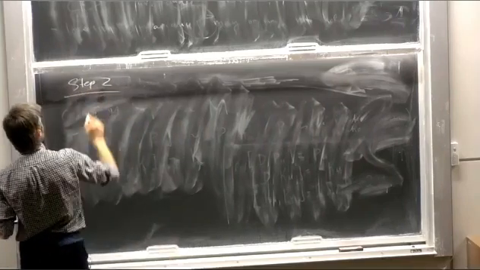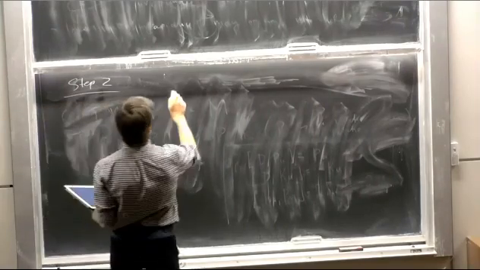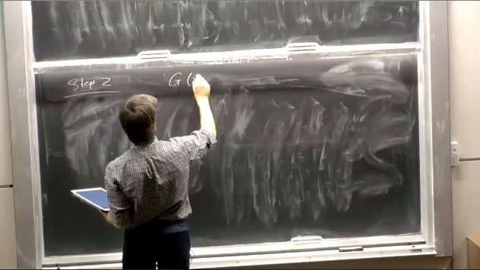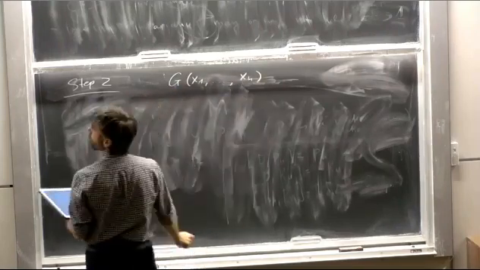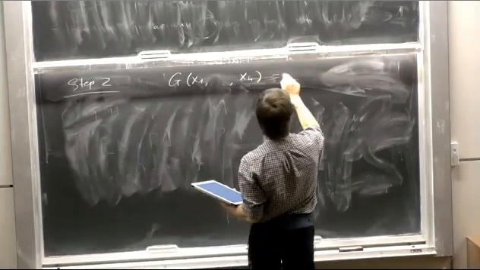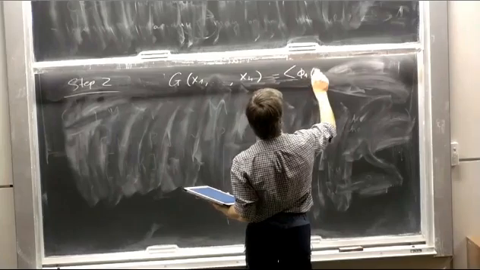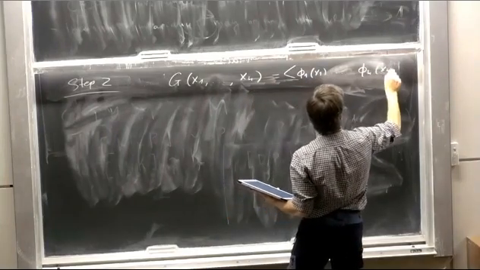So now I'm going to step 2. I'm going to go back to the correlation function. So I'm going to consider now the correlation function G of x1 through xn, which is the same one as I wrote before. So it's a correlation function of phi 1 of x1 through phi n of xn.